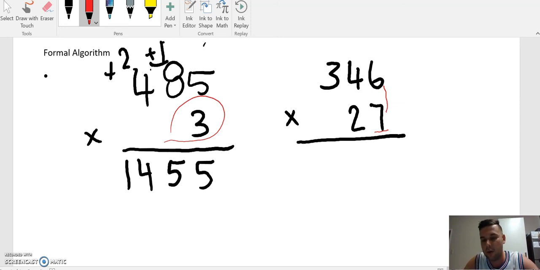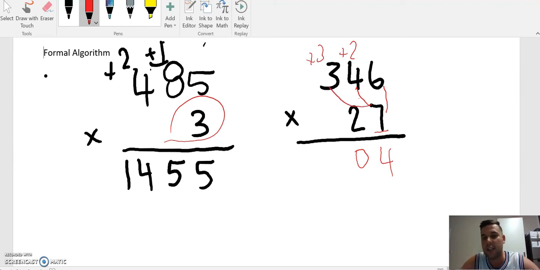The 2 at the moment, we don't need to worry about the 2, okay? The 2 is just there for show at the moment. So if we do 7 times 6 equals 42. We put the 4 there, and we regroup, and our 2 goes up the top. 7 times 4 now, that's our next step. 7 times 4 is 28, plus our 2 would be 30. So we put a 3 there, and we put our 3 above that 3.